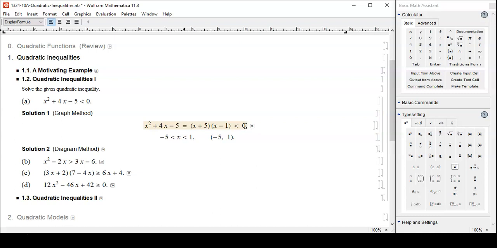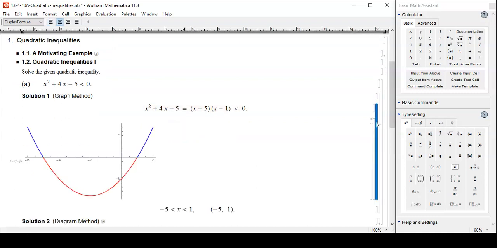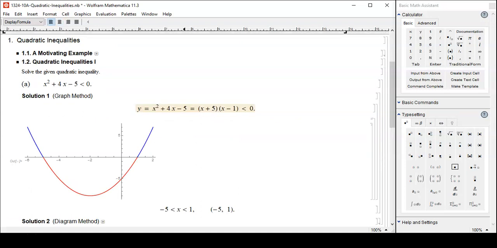So factor it as before, and then graph it. What do you get? We get y equals x squared plus 4x minus 5, which can be factored as (x minus 5) times (x minus 1). So this basically is an intercept form of the quadratic function. This one, by the way, is general form, and that's the intercept form.